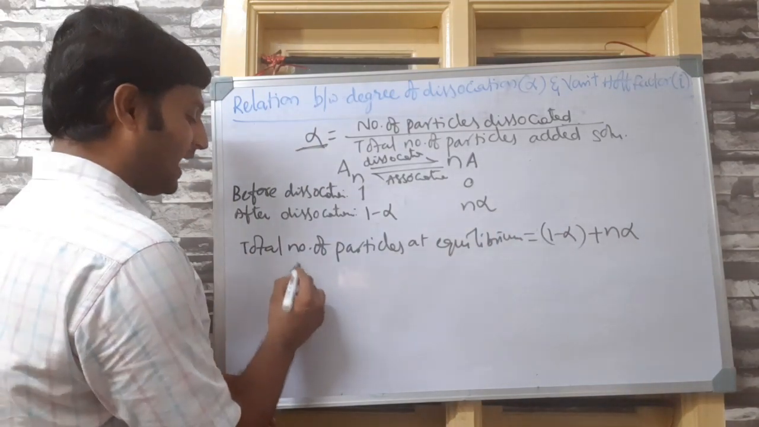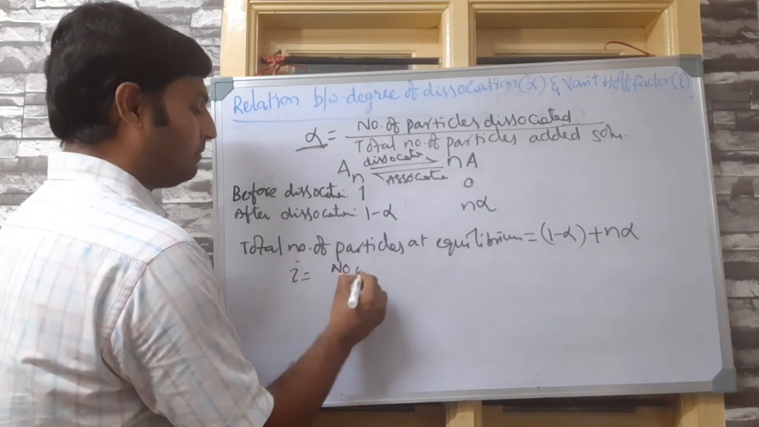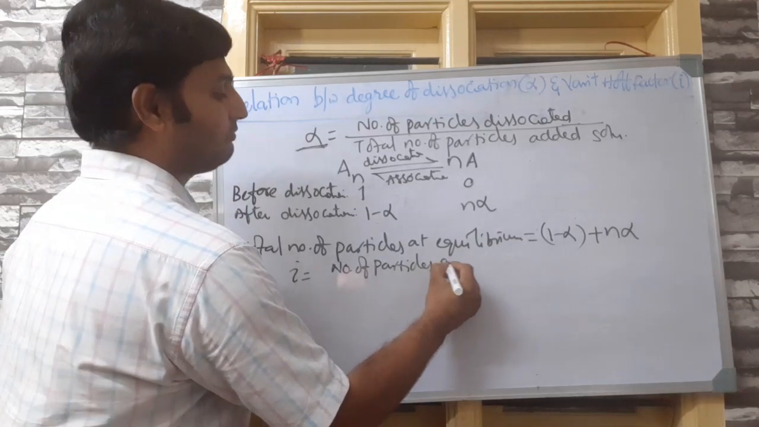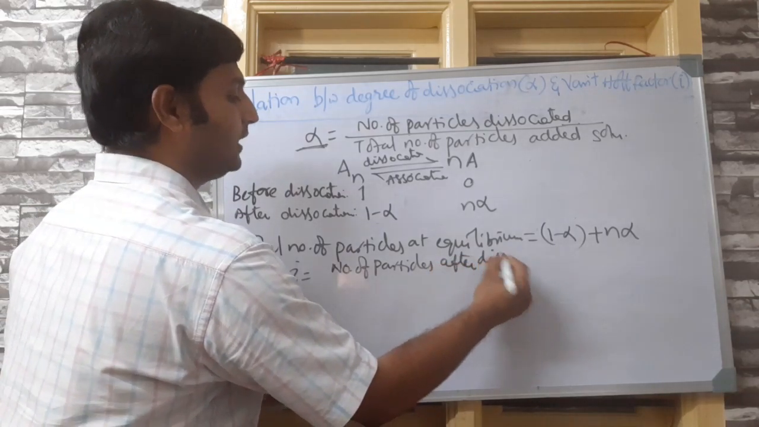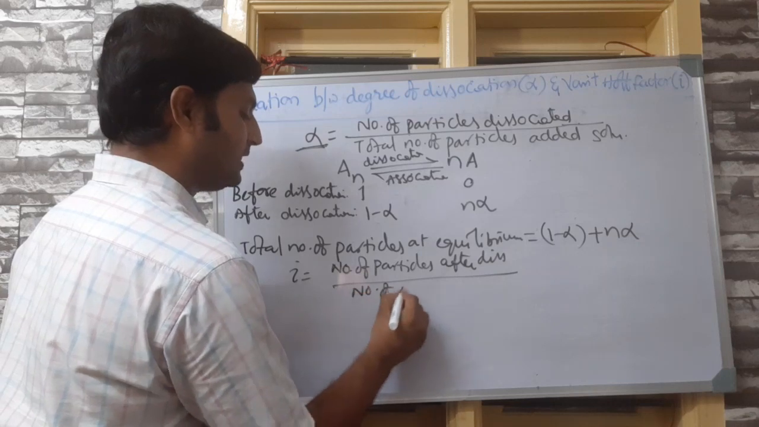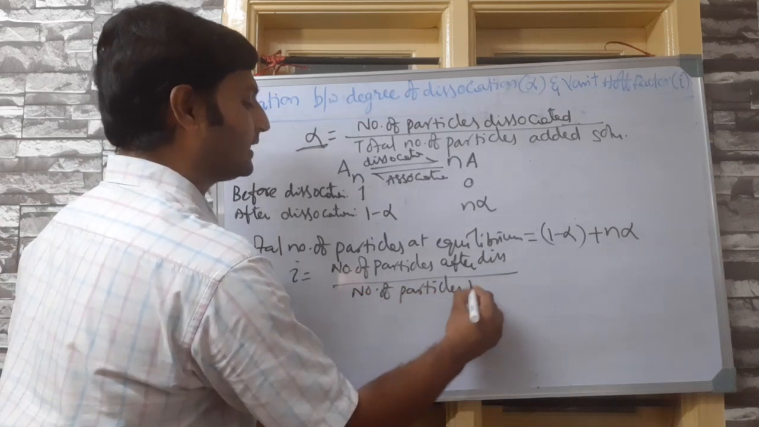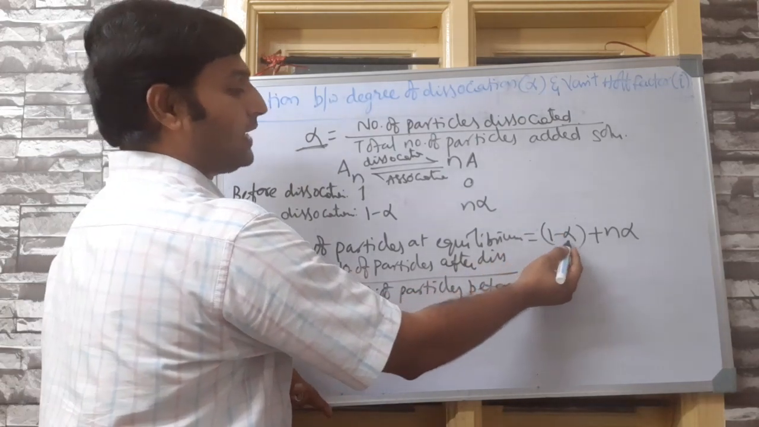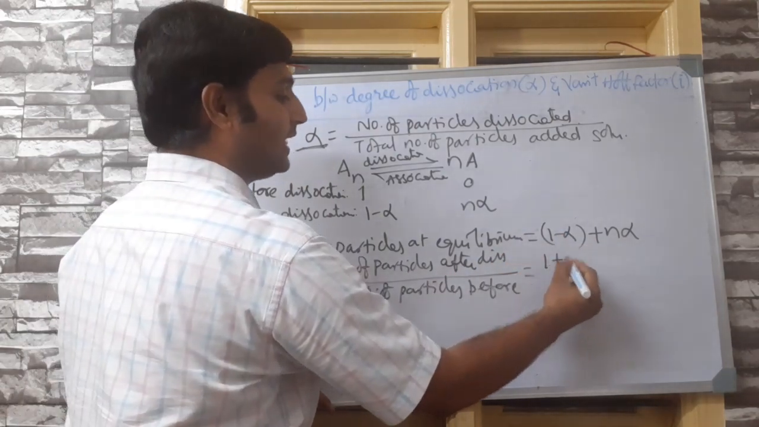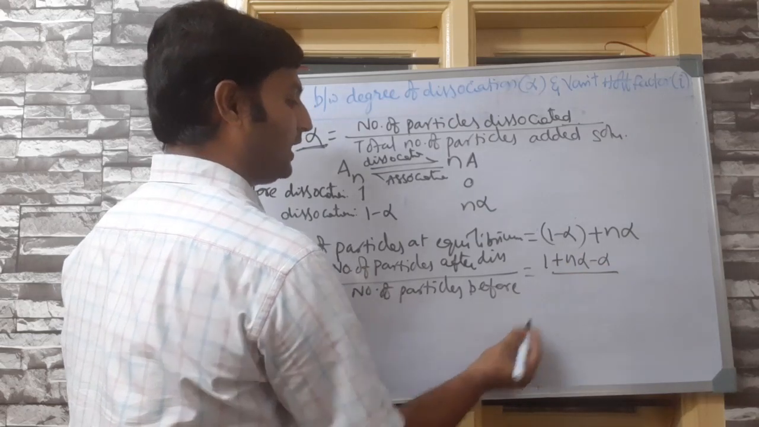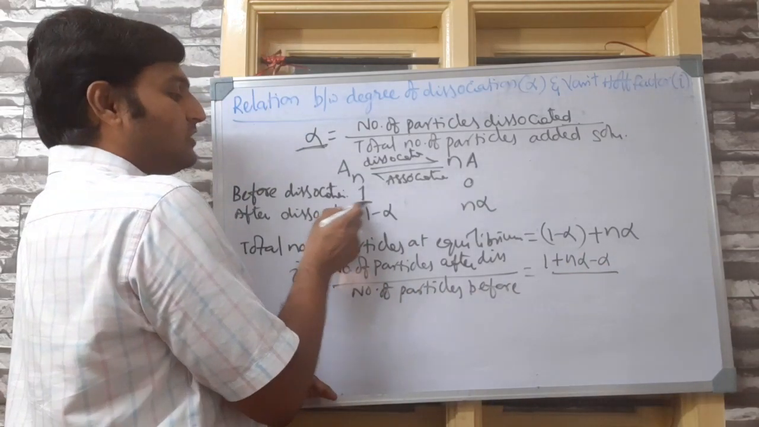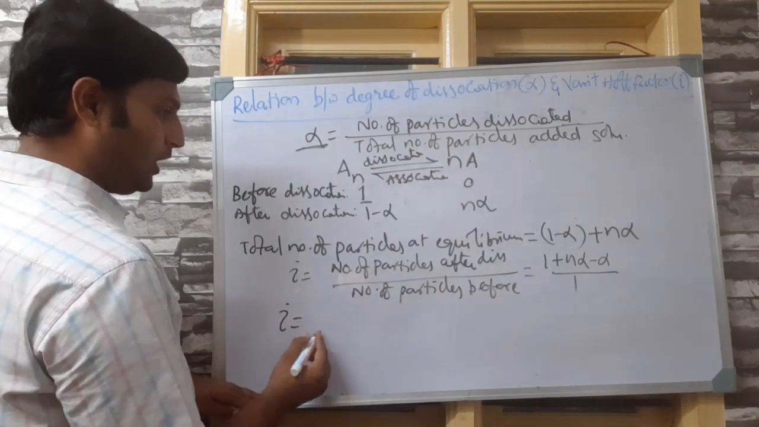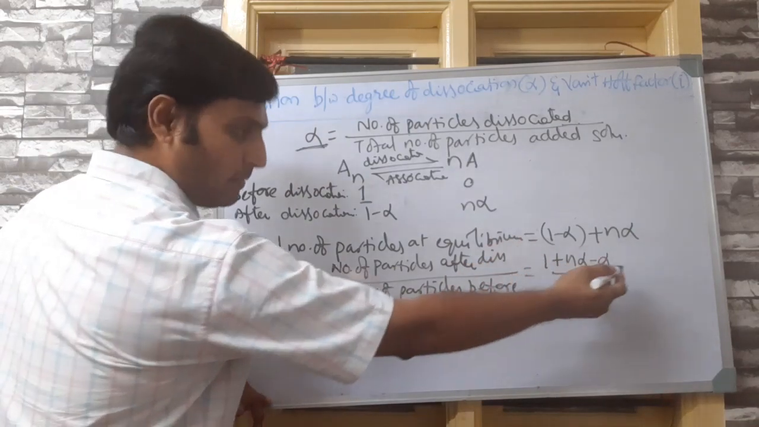Now what is the i value? The number of particles after dissociation divided by the number of particles before dissociation, right? Now the number of particles after dissociation is 1 minus alpha plus n alpha. So I will write it as 1 plus n alpha minus alpha, divided by the number of particles before dissociation, which we assumed as 1. Therefore I can say i is equal to 1 plus n alpha minus alpha.